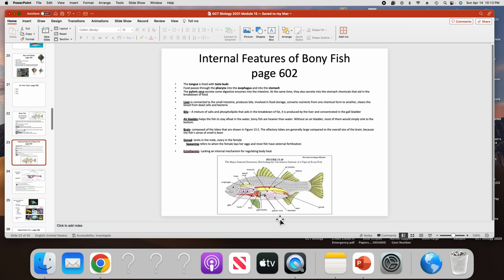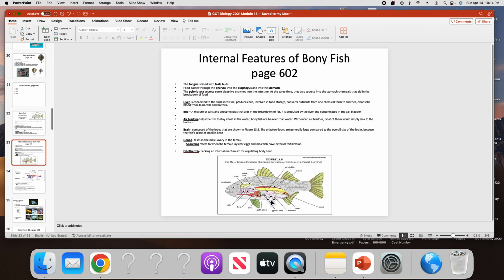It has what's called pyloric ceca, which secretes digestive enzymes into the intestine and into the stomach. So this ceca right here has the stomach and the intestine. It would secrete into those two organs. It also has a liver, which is connected to the small intestine, and it produces bile. The liver is right here. It is involved in food storage, converts nutrients from one chemical form to another, and cleans the blood from dead cells and bacteria. The bile that's secreted is a mixture of salts and phospholipids that aids in breaking down fat, and it's concentrated in this region of the gallbladder.